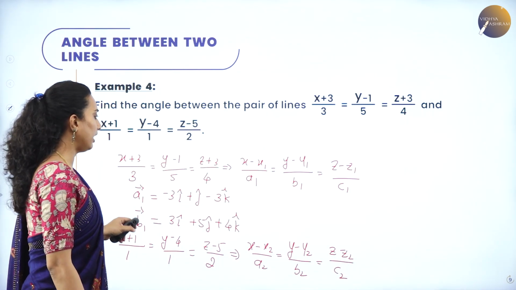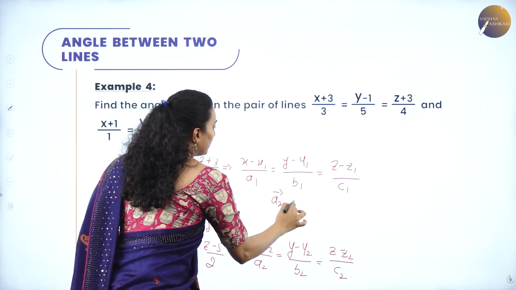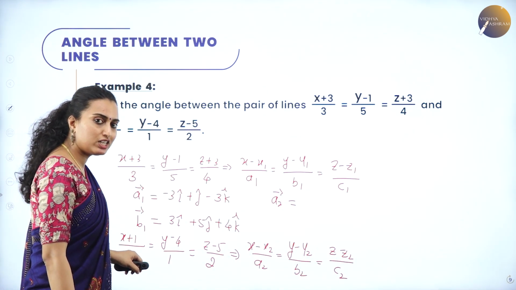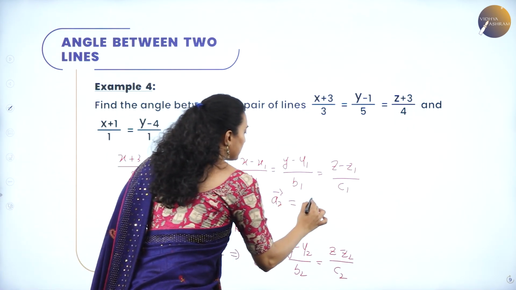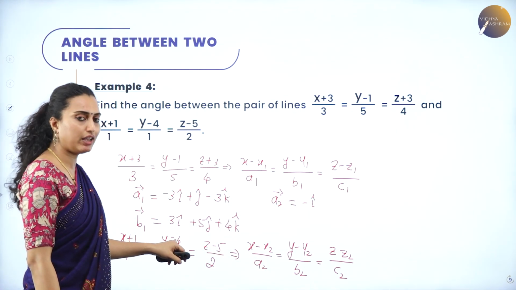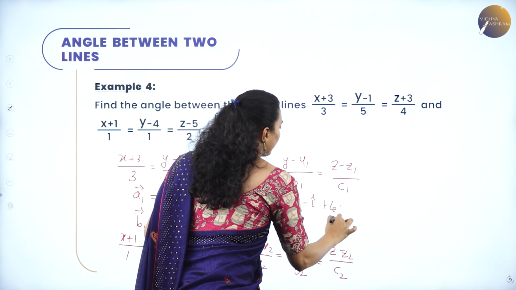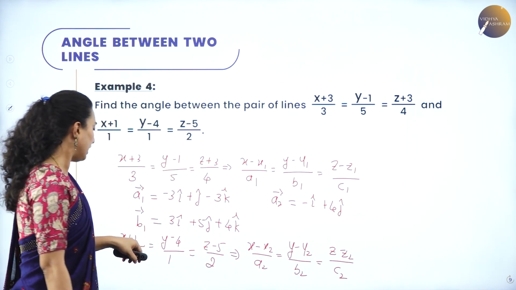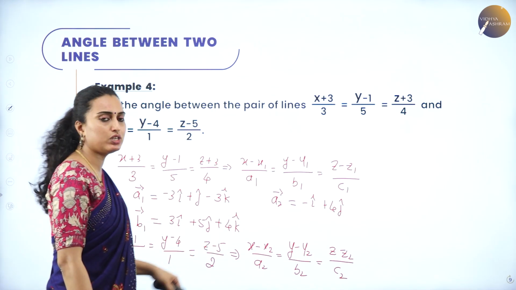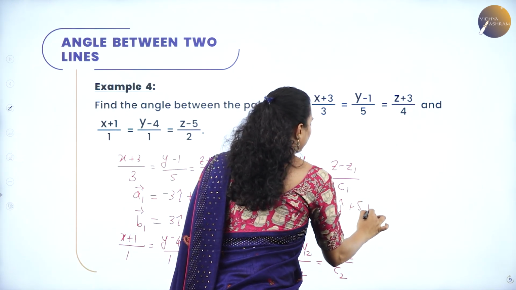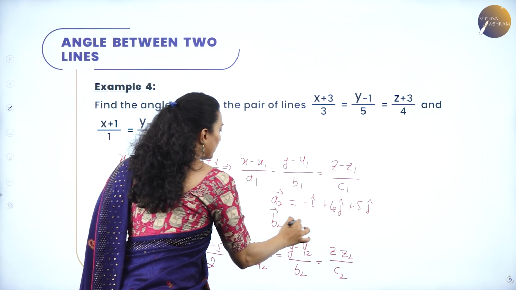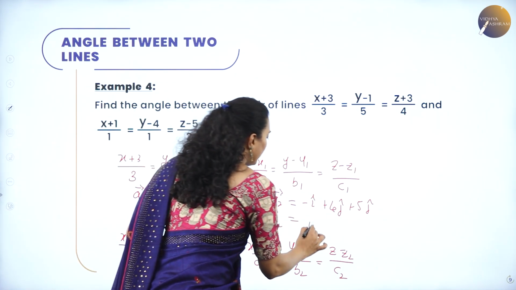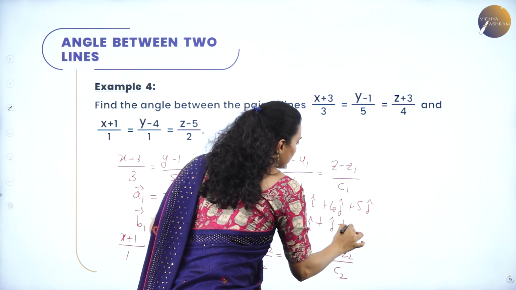Now, what are the a2 and b2 vectors? So, a2 vector is nothing but x2 i, y2 j, z2 k. So, x minus of minus 1 is plus 1, so minus 1i. Again, here y minus 4, y2 is 4, so plus 4j. Similarly, z2 is 5. So, here x2 is minus 1, y2 is 4, z2 is 5, so plus 5k. Again, what is the b2 vector? For the b2 vector, the denominators are 1, 1, 2, which is i plus j plus 2k.